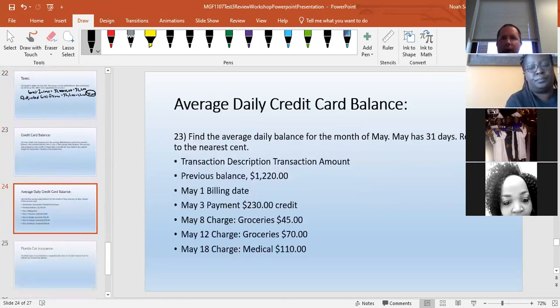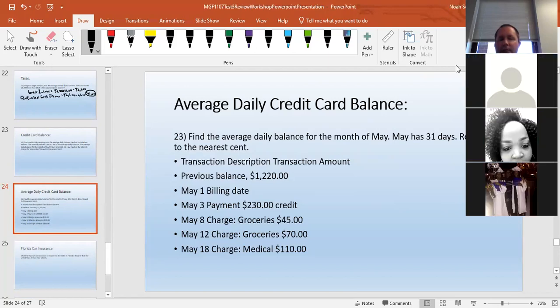This one is an average daily balance problem. This one's going to require a big table to make, because basically what we're going to do is find the average daily balance for the month of May. May has 31 days, round to the nearest cent. We got the previous balance and then the transaction amounts for each of them. So basically we've got a table.